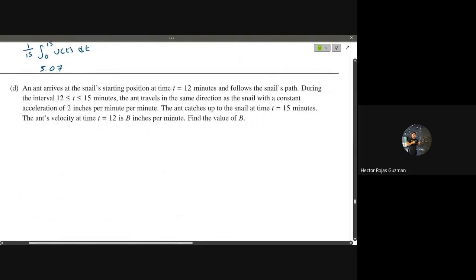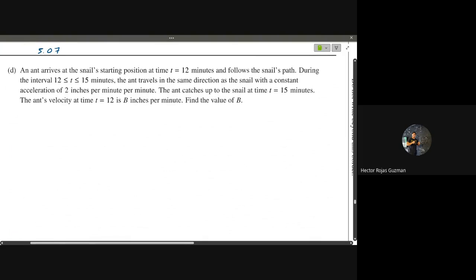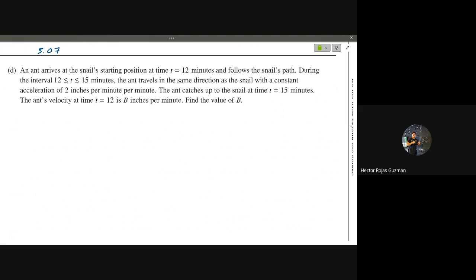The last part. An ant arrives at the snail's starting position at 12 minutes and it follows the snail's path. During the interval from 12 to 15, the ant travels in the same direction as the snail with a constant acceleration of 2 inches per minute squared. And then the ant catches up to the snail at 15 minutes. So basically 3 minutes later. The ant's velocity at 12 is b. Find the value of b.